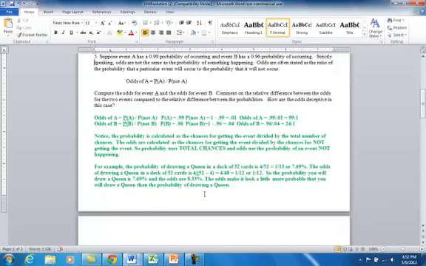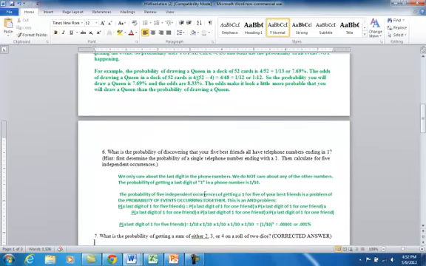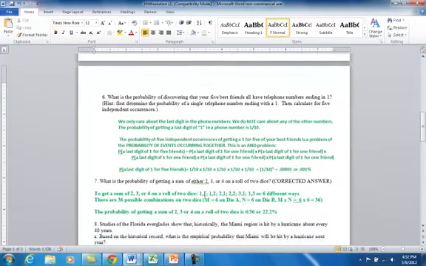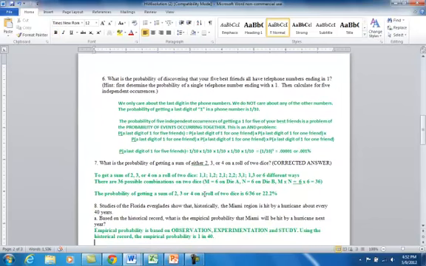Okay, so let's go to the next one, number 6. What is the probability of discovering your 5 best friends all have telephone numbers ending in 1? All we care about is the last telephone digit. We don't care about any of the other numbers in front of it. The odds are dictated, or it's not the odds, the probability is dictated by that very last digit. We don't care what the combination is in front of it. All we care about is that last digit.